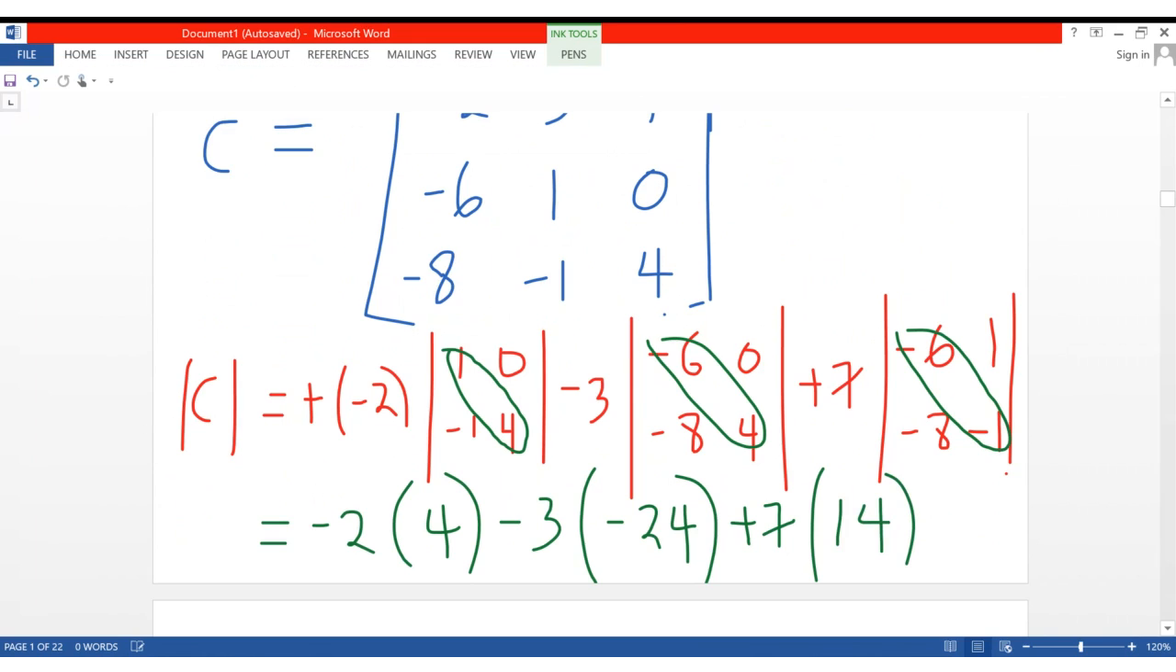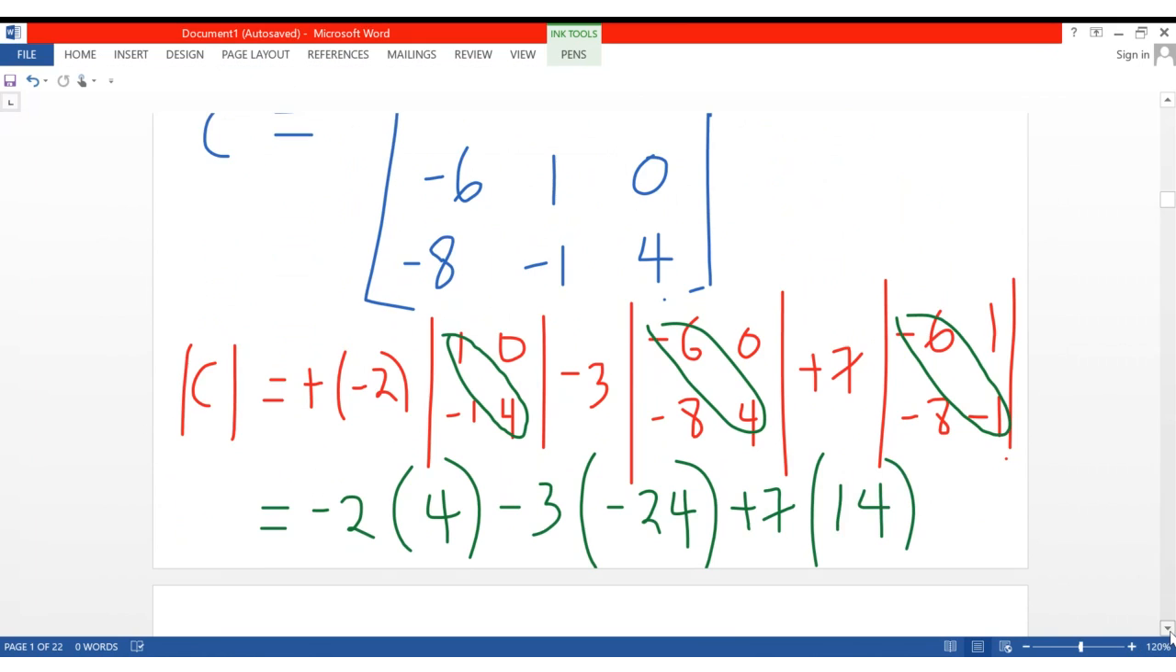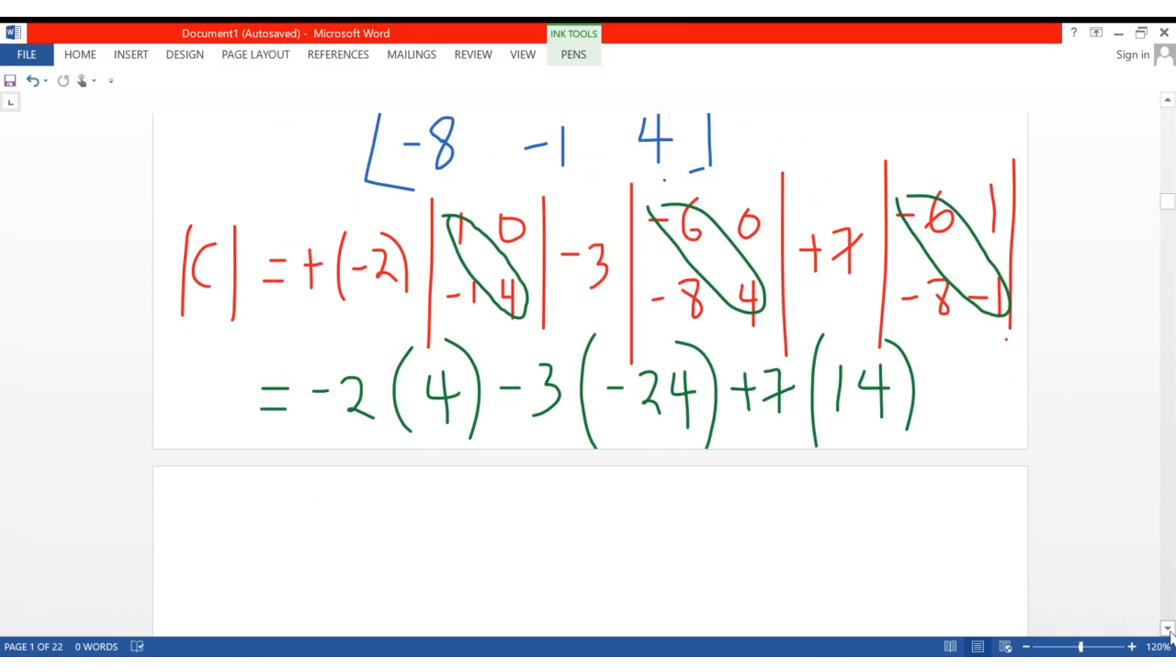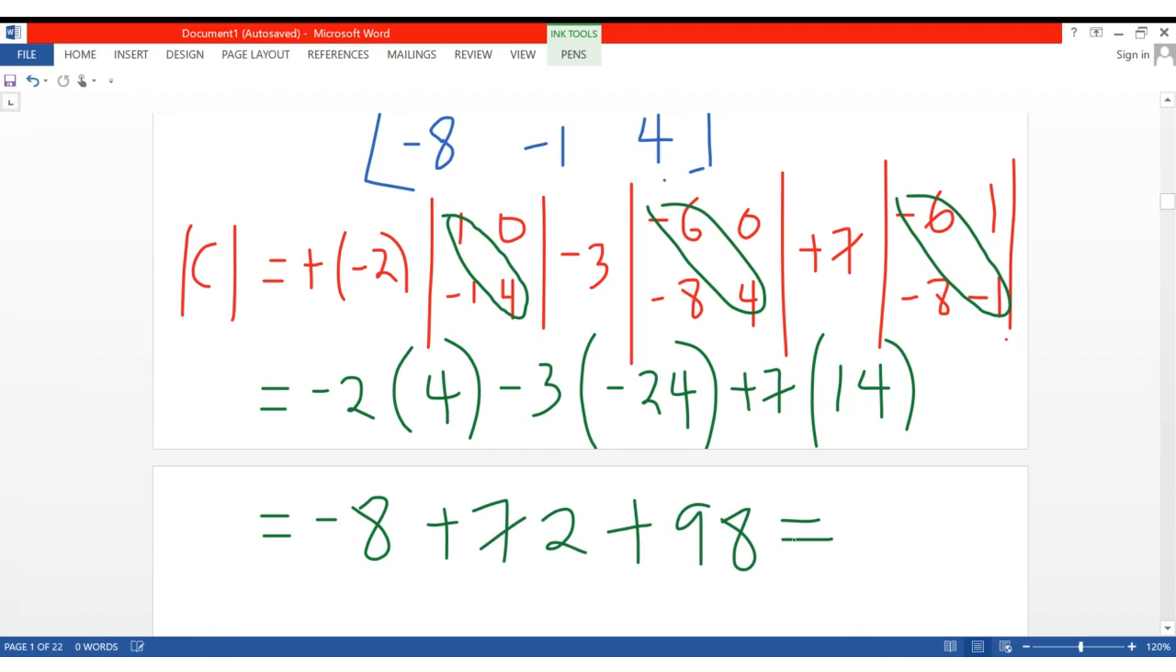So when I put this in a calculator, I just multiply. This one I get as negative 8. Negative 3 times negative 24, I'm getting positive 72. And then 7 times 14, I'm getting 98. When I add all these, 98.